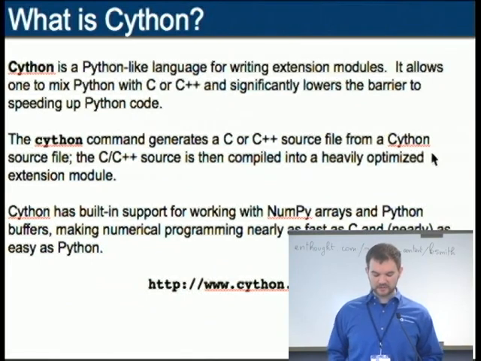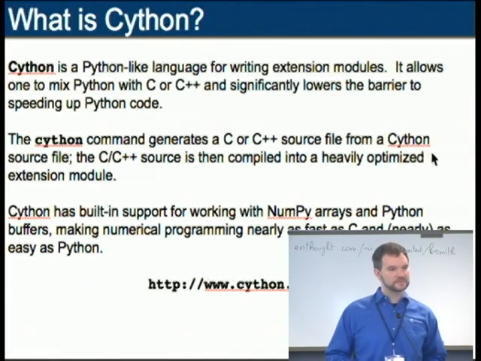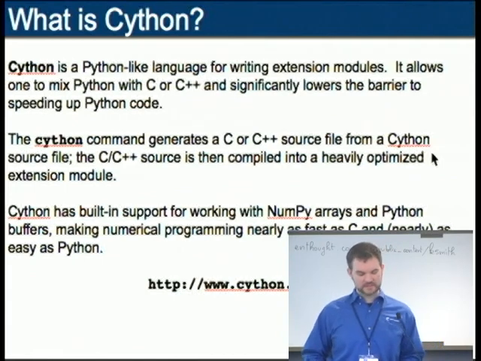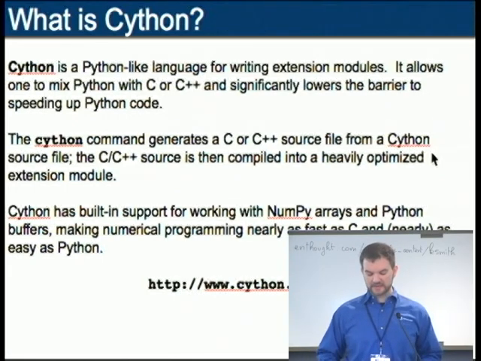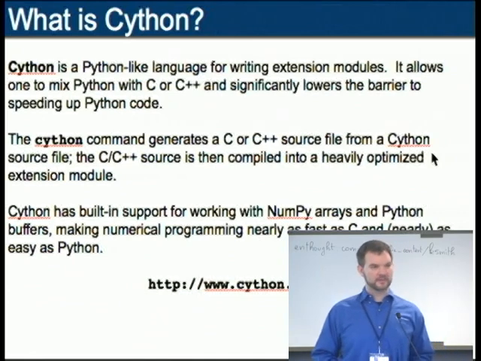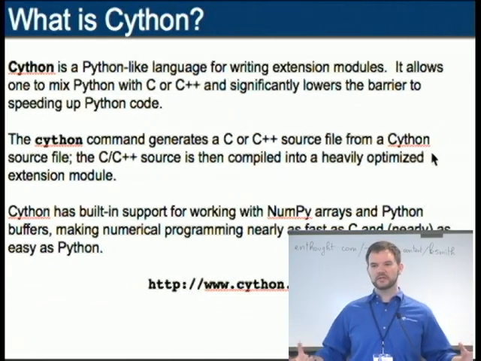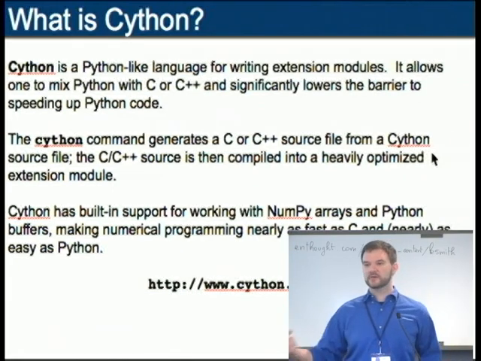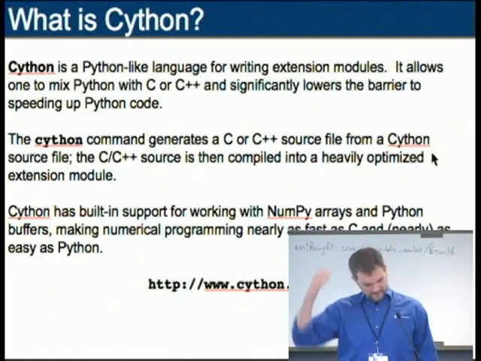Cython is a Python-like language for writing extension modules. It allows you to mix Python with C or C++, and it significantly lowers the barrier to speeding up Python code. So remember that C file that I showed you with all the C code? Cython generates that for us, but we write code that feels very much like Python.